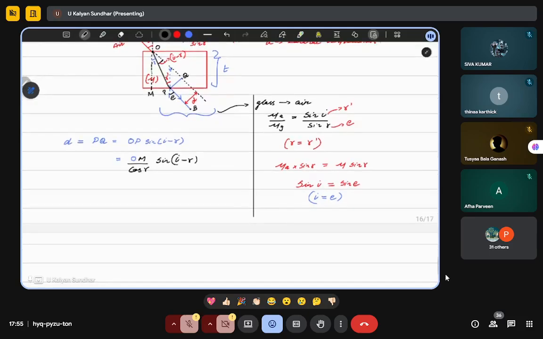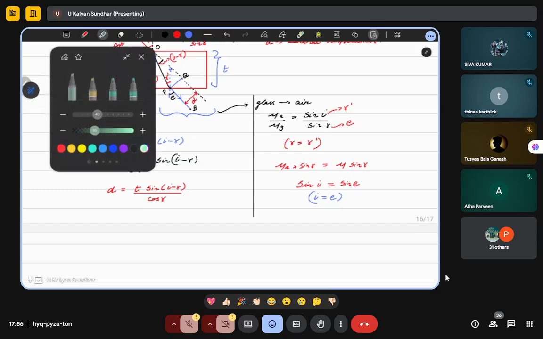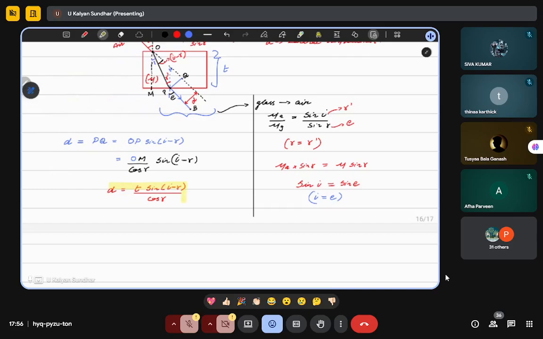Right, sir? So overall, what your displacement is going to be, that is your lateral displacement, is going to be of your OM. OM is the thickness of the slab into sin I minus R divided by cos R. This is going to be your lateral displacement along a rectangular slab. Any doubts here?